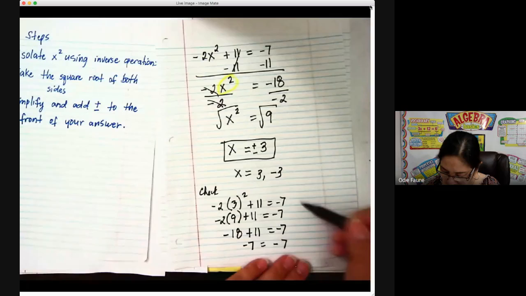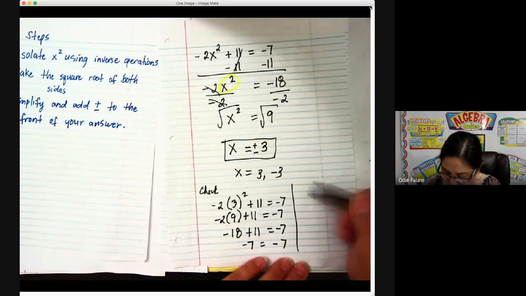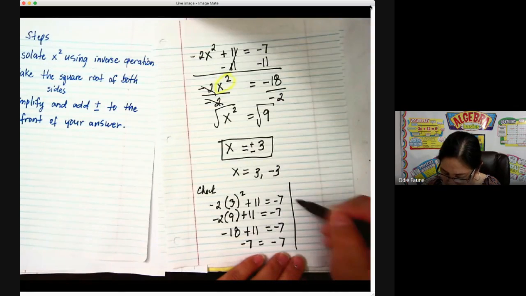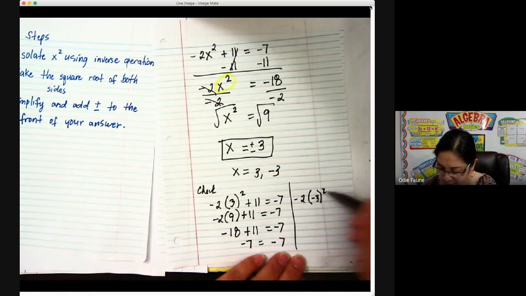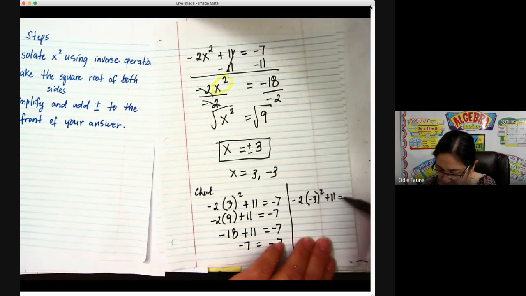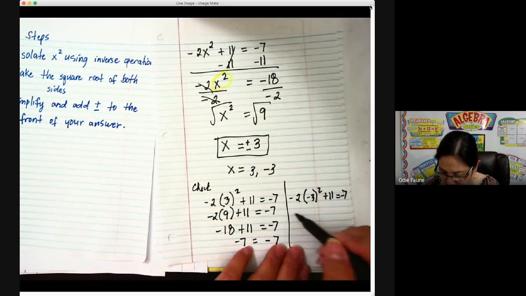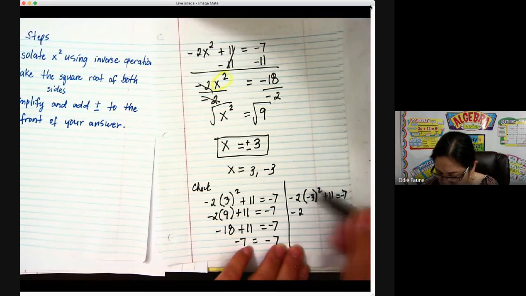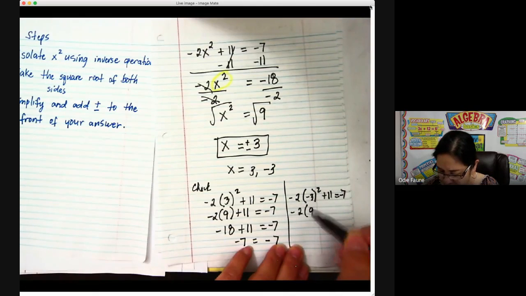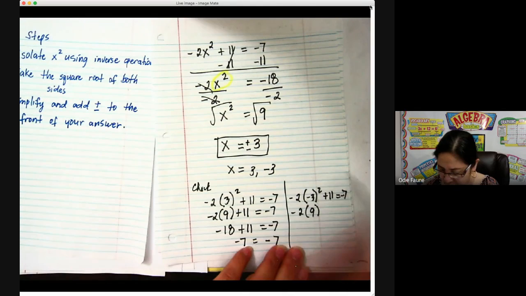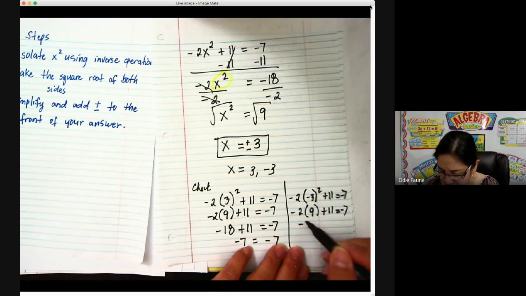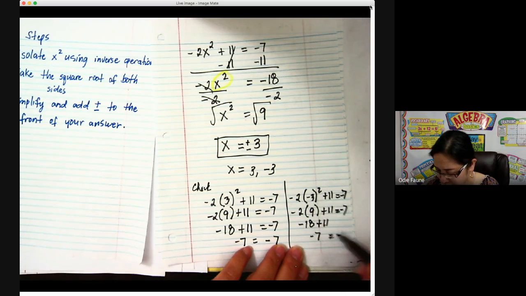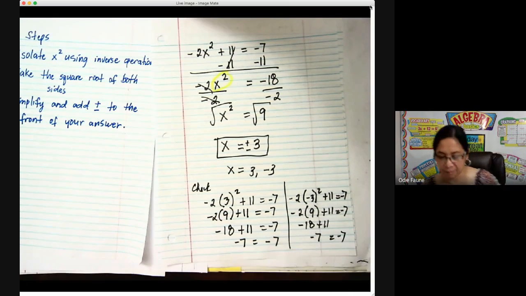Also, if I do it with negative 3, so negative 2 times negative 3, you square that, plus 11 equals negative 7. So this will be positive 9 because of the parentheses. If you look, it will be the same. Negative 18 plus 11 is negative 7, and that is equal to the other side.